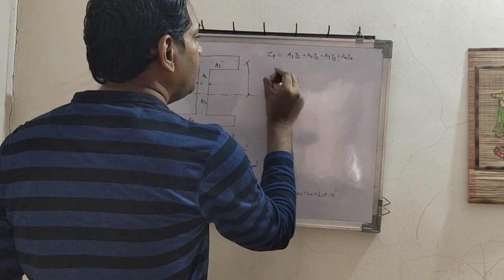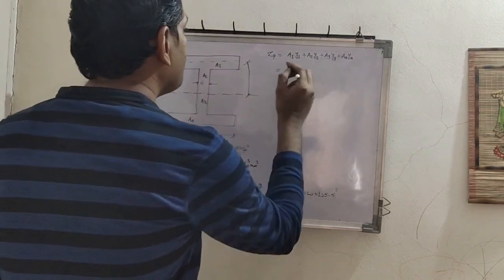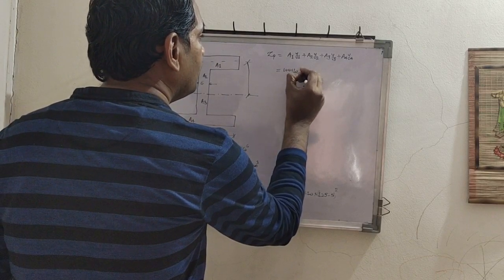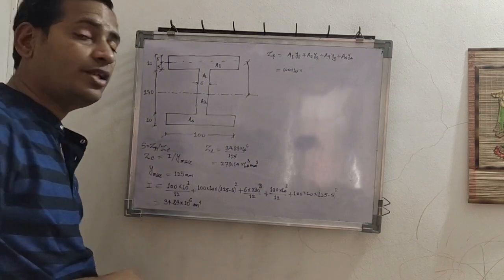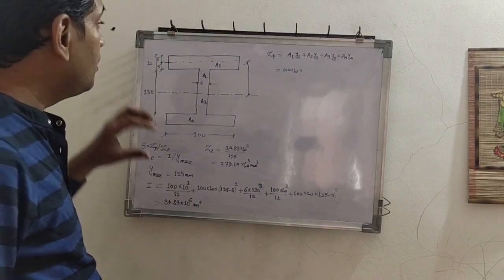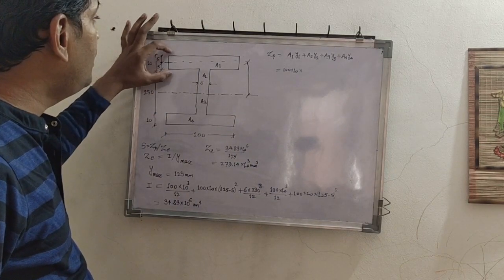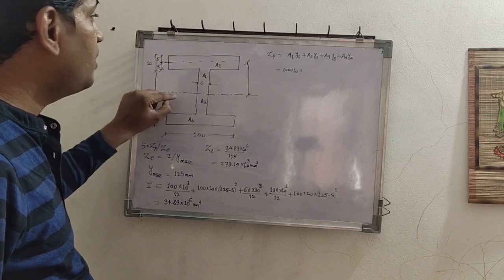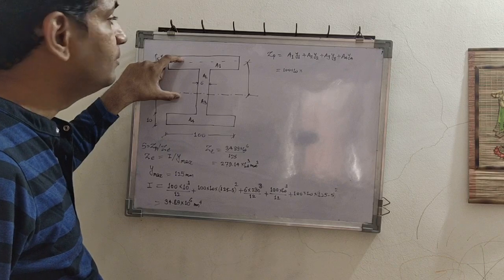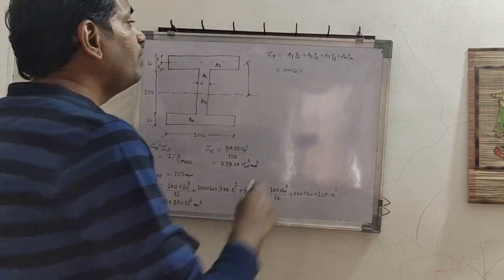So it is equal to, now how much is A1? A1 is 100 into 10. This is A1 into Y1. What is Y1? Y1 is the difference of distance. Which distance? Centroidal distance of area 1 and plastic neutral axis. So how much is this difference? 125 minus 5. So this is 120.